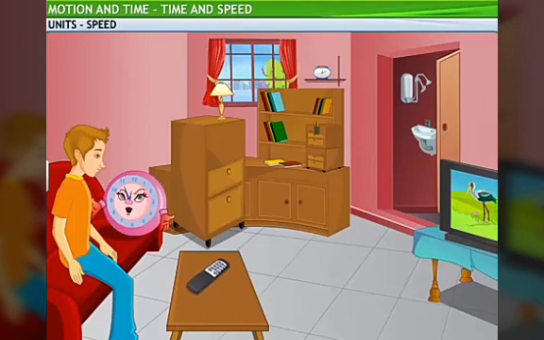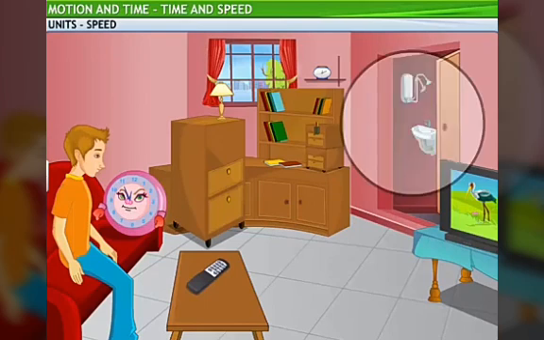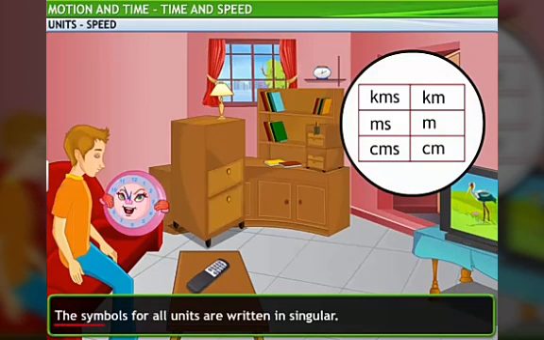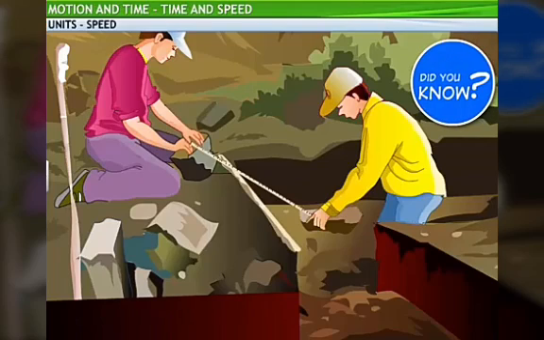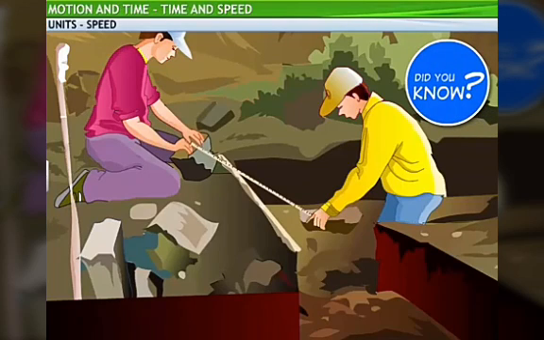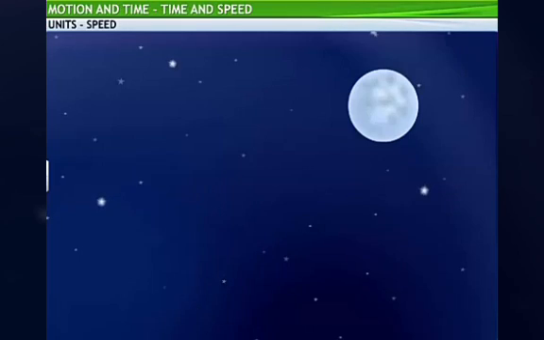Yes, that's right. It is important to remember that the symbols for all units are written in singular. For example, we write 50 km for 50 kilometers and not 50 kms. Or 8 cm for 8 centimeters and not 8 cms. Did you know? Archaeological excavations show that the moon was used to calculate time nearly 10,000 years ago.